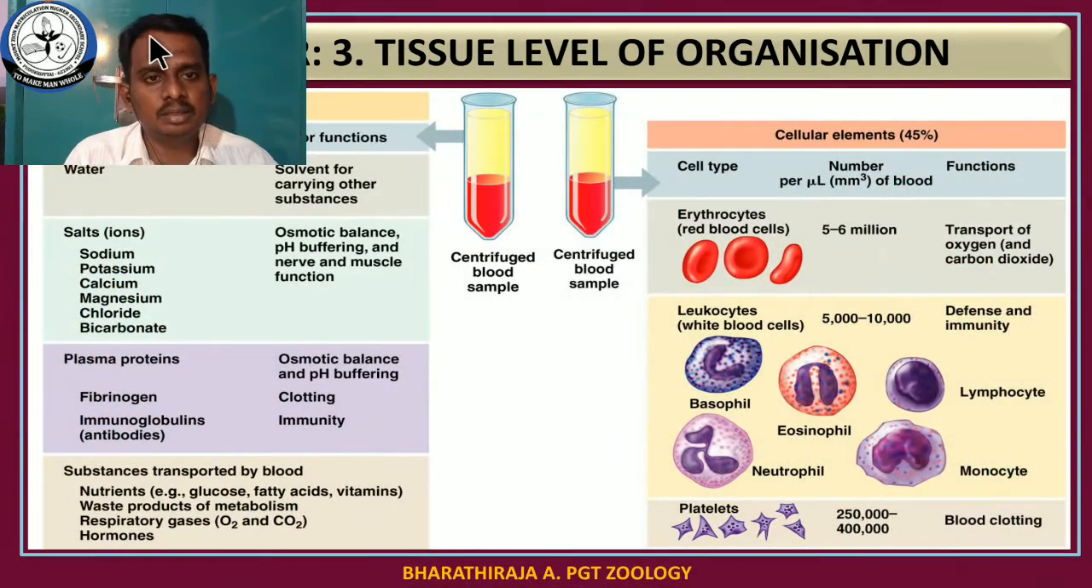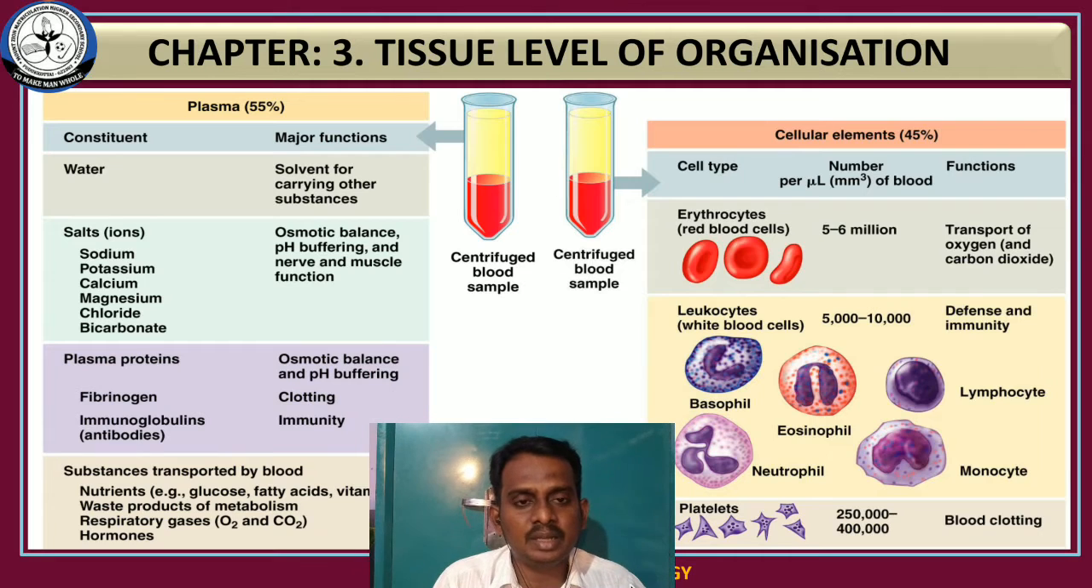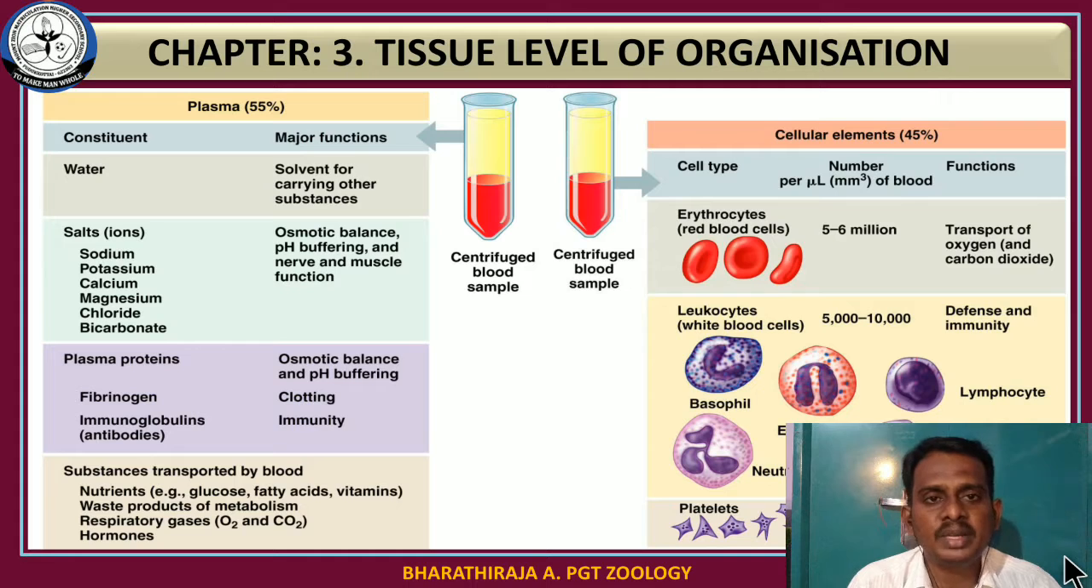Another important thing regarding blood is that there are two major components occupied by the blood: one is plasma, the other is the cellular component. Around 55% of the blood is occupied by plasma, and the remaining 45% is occupied by the blood cells. First we are going to discuss the various components in plasma.